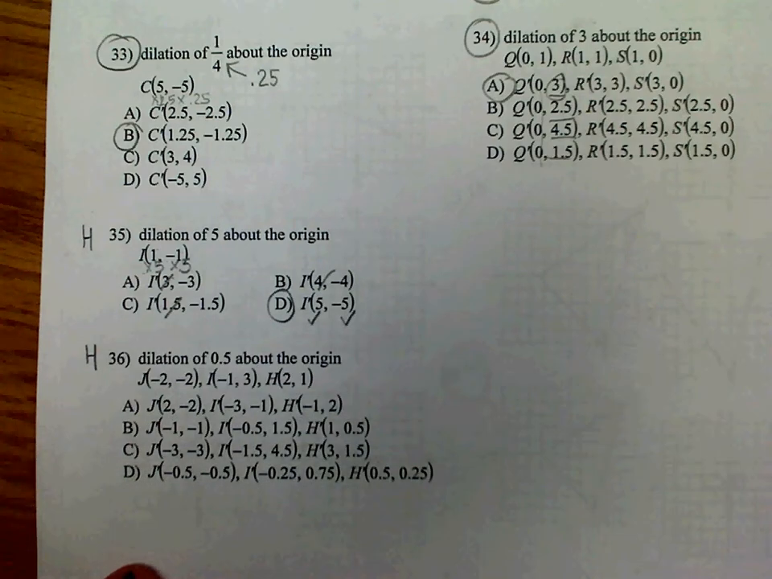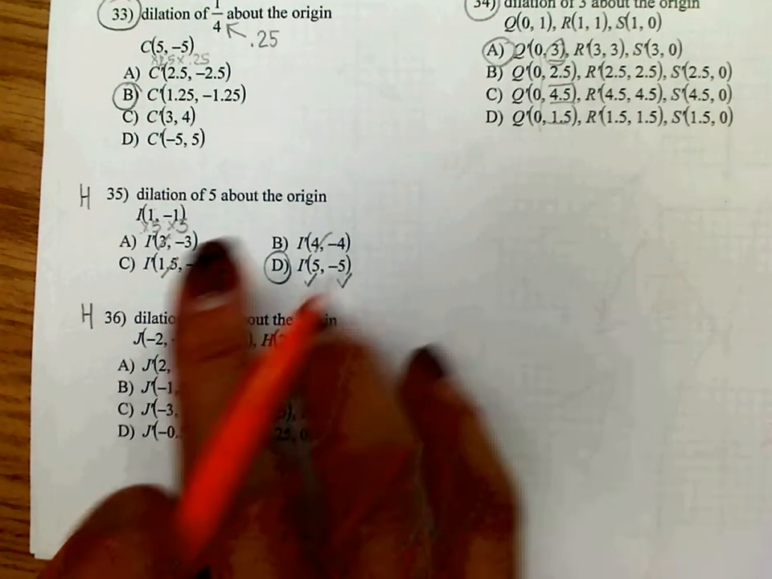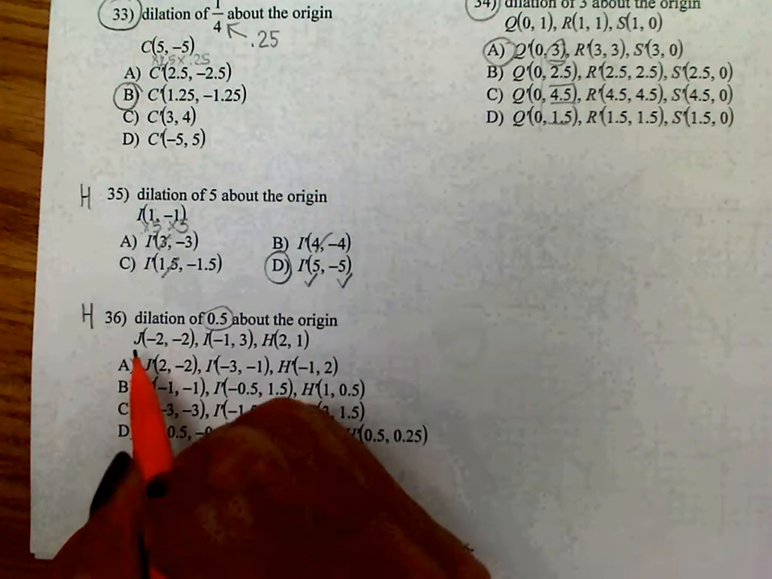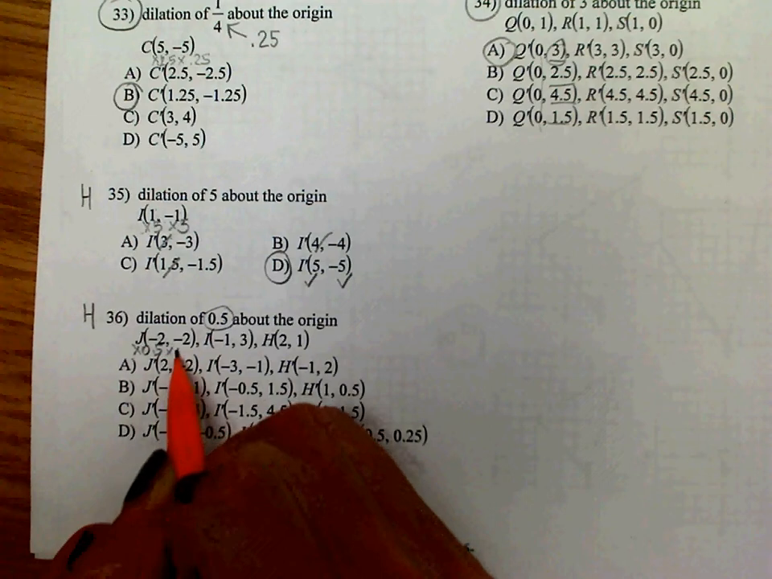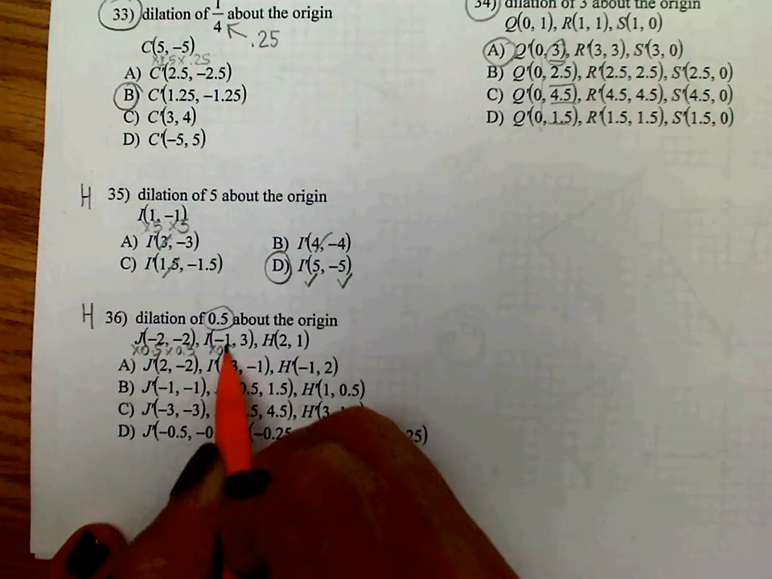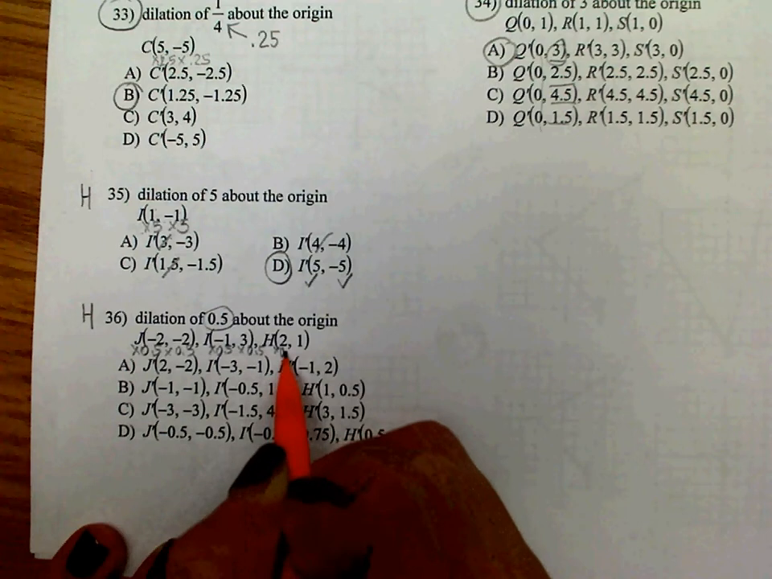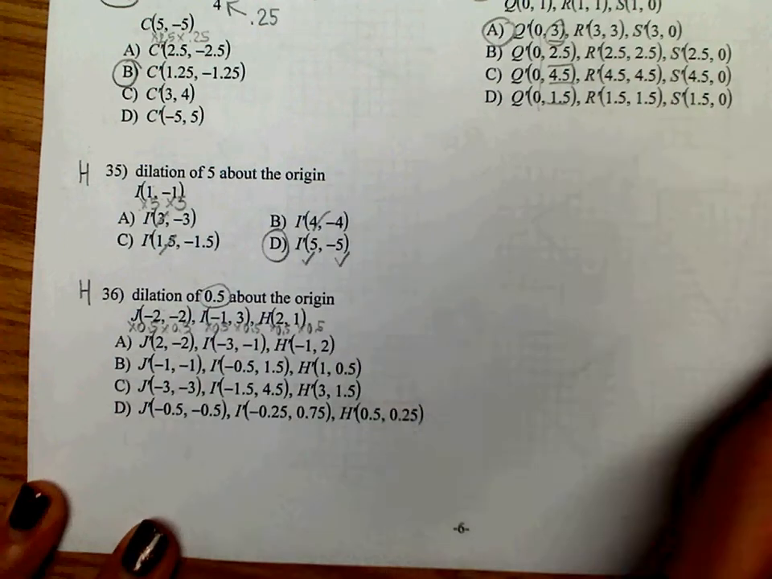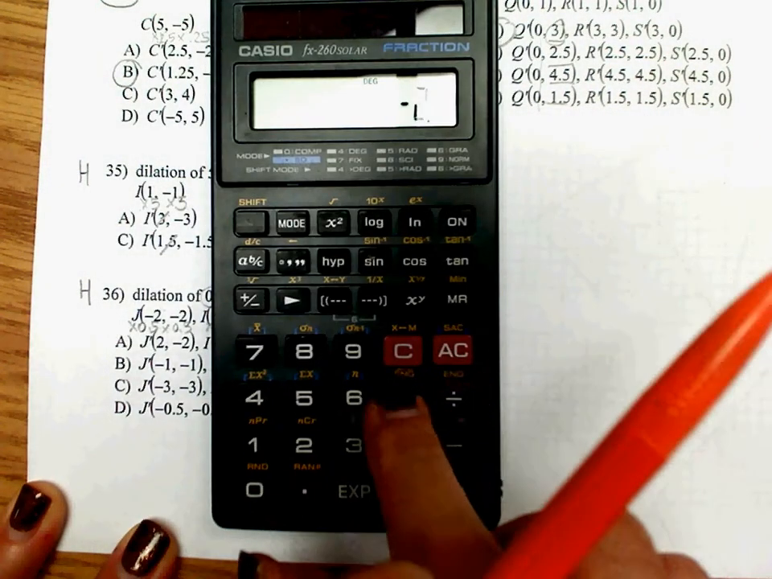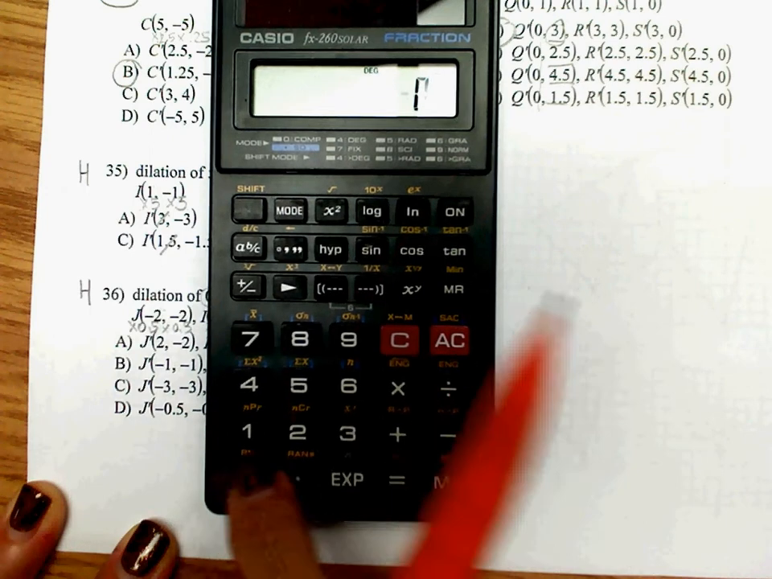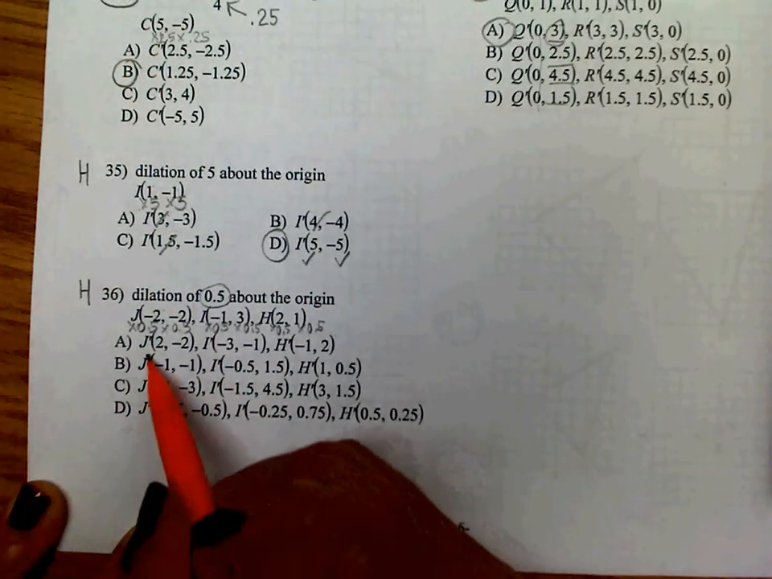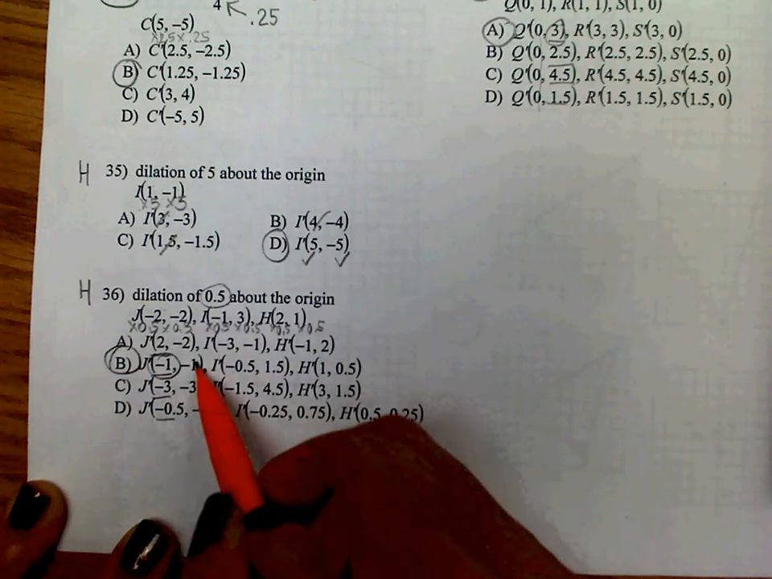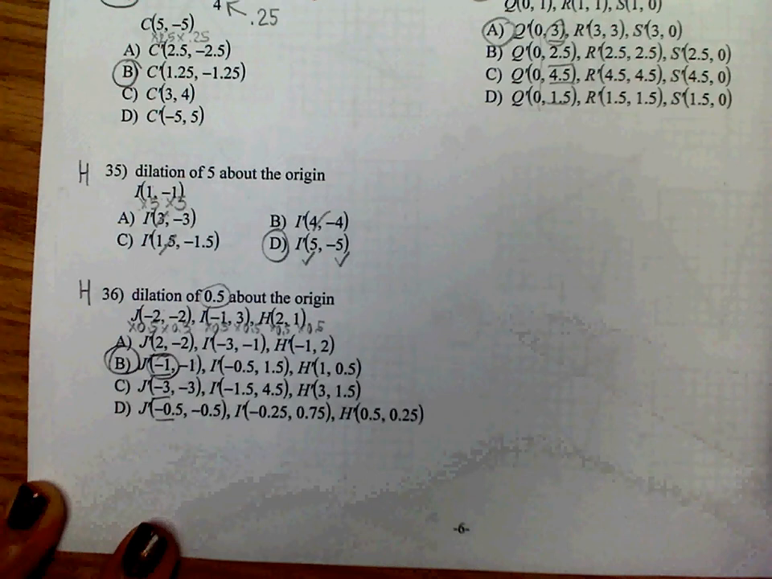Don't rush through these, but I just want you to understand that they can be really quick. Now this one says dilation of 0.5, so multiply by 0.5, and so on and so forth. So let's actually do that. What's negative 2 times 0.5? I happen to have a negative 2 already. Negative 2 times 0.5 is a negative 1. Well, which one of these already has a negative 1? Only this one, so it's got to be this one. And if you checked it, they would all match up. So the answer to 36 is B.